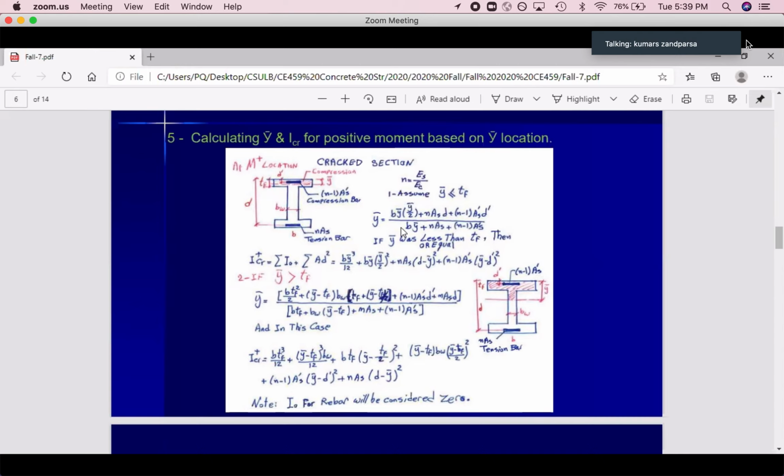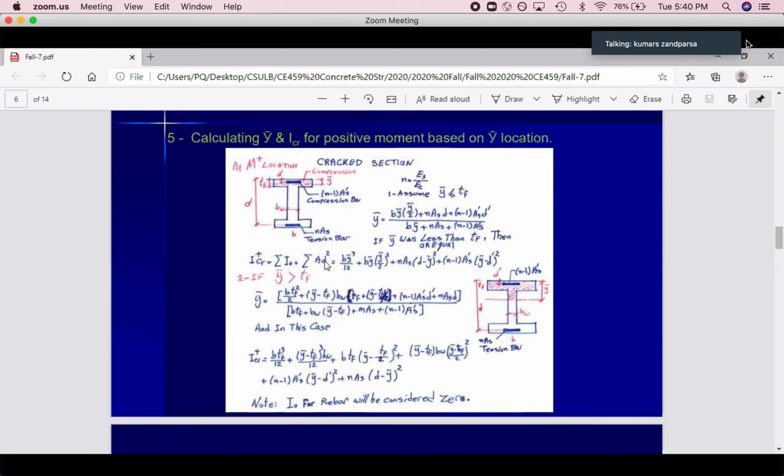Assume this, find this, check it with TF. If it's less than or equal, perfect, fine, continue from here. If it's not, forget about the Y bar thing and go and recalculate. We have another equation for Y bar. But at first, imagine this one is correct, the Y bar was less than or equal to TF. Then how can I find this?